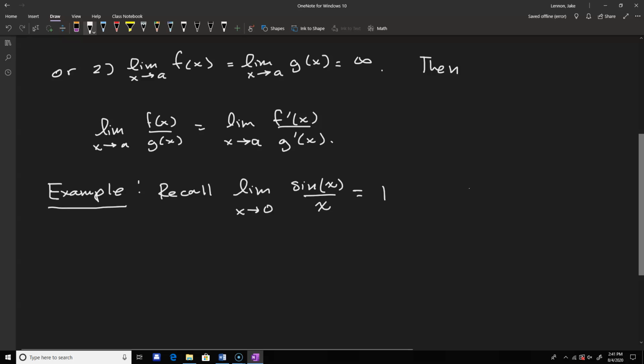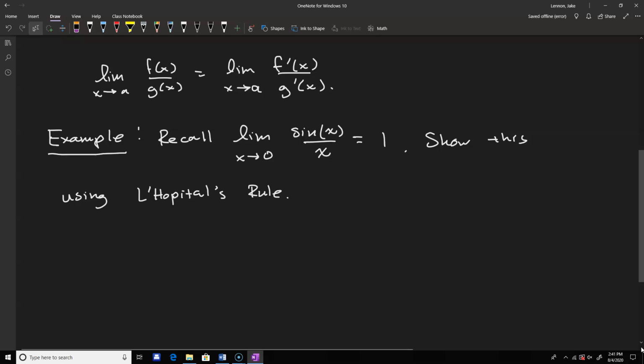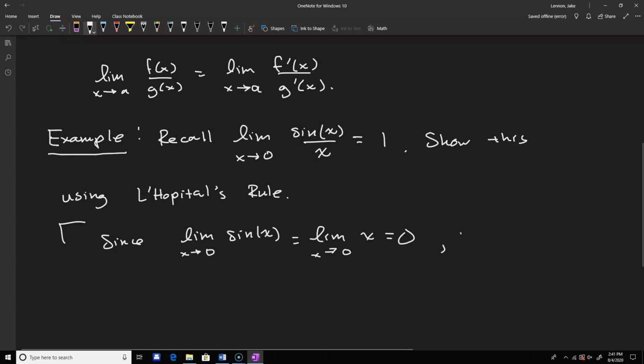Usually this is shown by either the squeeze theorem or a geometric argument looking at the ratios of arcs of a circle to a tangent line as you approach 0. So show this using L'Hopital's rule. Not so difficult. Since the limit as x goes to 0 of sine of x is the same as the limit as x goes to 0 of x, which both equal 0, L'Hopital applies. We've satisfied the necessary hypotheses.